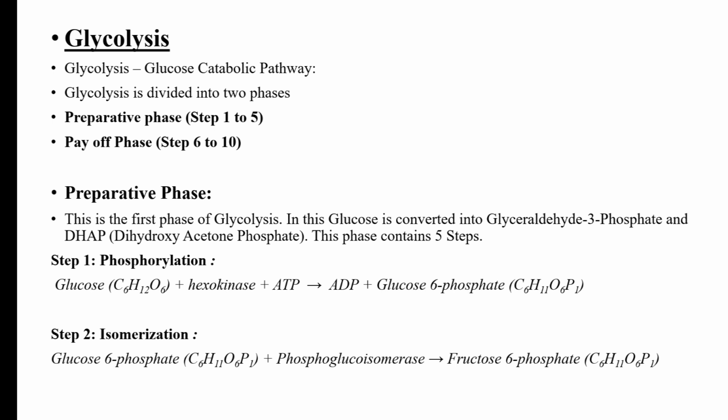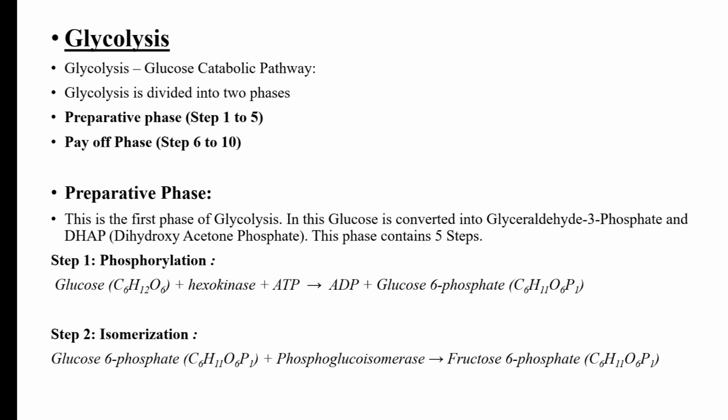Once starch or any polysaccharide breaks down into the simple sugar molecule glucose, it undergoes a series of enzymatic reactions through the process called glycolysis. Glycolysis is the glucose catabolic pathway. The glycolysis pathway comprises a total of 10 steps, broadly divided into two phases. 1. Preparative phase, steps 1 to 5. 2. Payoff phase, steps 6 to 10.